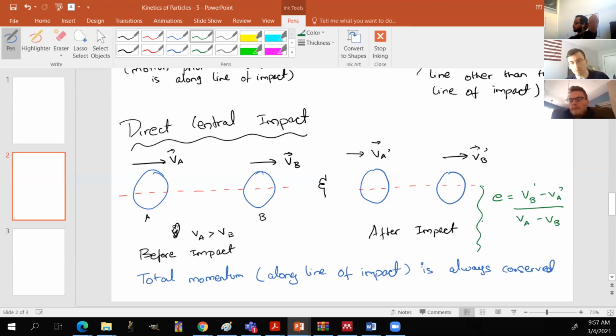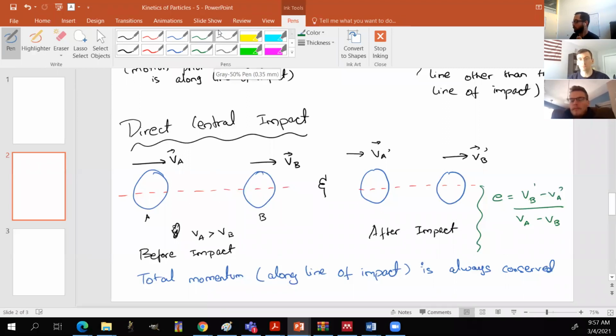So the coefficient of restitution is always positive, so you have to account for that. In the numerator, after the impact, it's B minus A, whereas in the denominator, it's A minus B, the other way. So that's that. If we write this expression out, let me know when you guys are done with this. I have to move on to the next page.